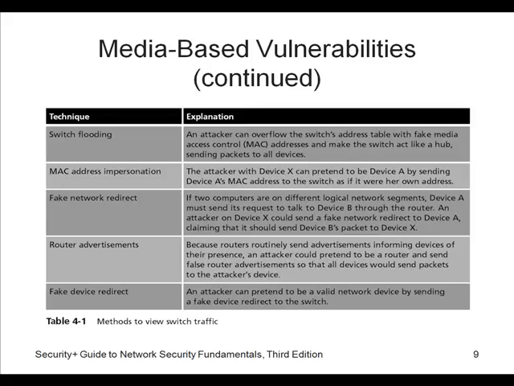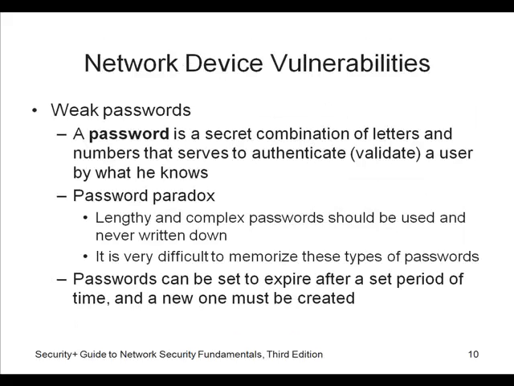Router advertisements. Routers send advertisements, and in this one, an attacker could pretend to be a router, send a false advertisement, and send the traffic to us. Fake device redirect: an attacker can pretend to be a valid network device by sending a fake device redirect to the switch. All of these things take advantage of the weaknesses of the TCP protocol. So what we want to do with these things. Another one, network vulnerabilities, weak passwords.